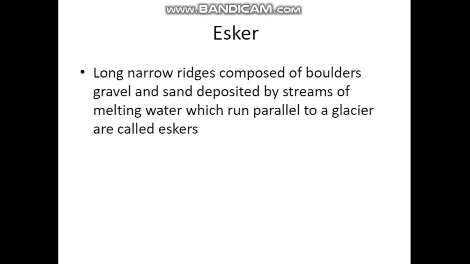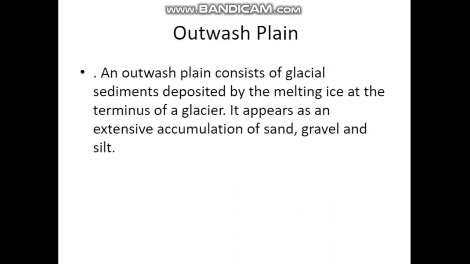Next one is the outwash plain. What do you mean by outwash plain? That means what? An outwash plain consists of glacial sediment deposited by the melting ice. Due to the ice melt only, it was created at the terminus of a glacier. It appears as an extensive accumulation of sand, gravel and slate. How this deposit has occurred means because of the melting of ice. So it appears as an extensive accumulation of sand, gravel and slate. Next one.